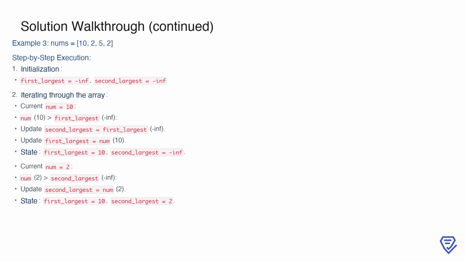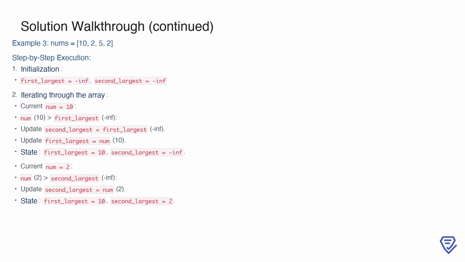In this third example, the array is 10, 2, 5, 2. We start by initializing both first_largest and second_largest to negative infinity. The first number, 10, is greater than first_largest, so we update second_largest to the value of first_largest, which remains negative infinity, and then update first_largest to 10. Now, the variables are first_largest equals 10 and second_largest equals negative INF.